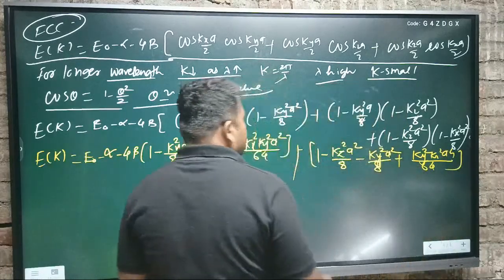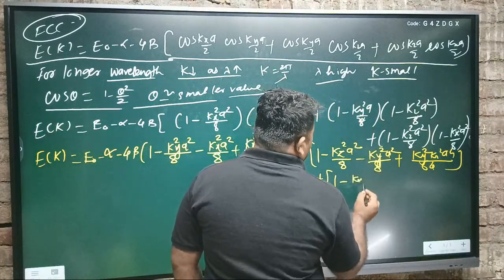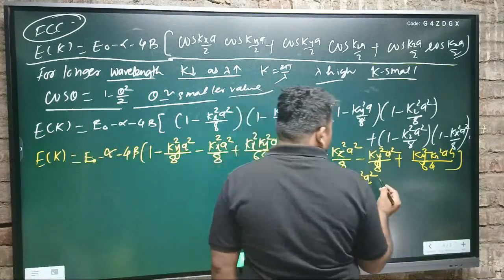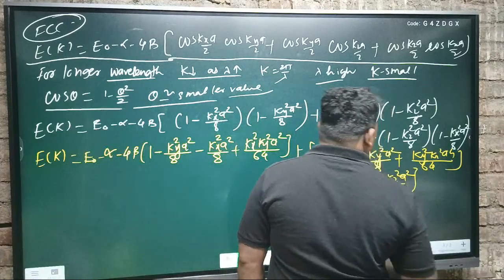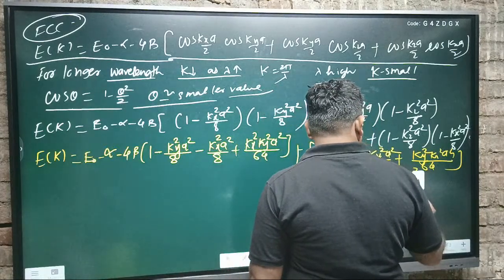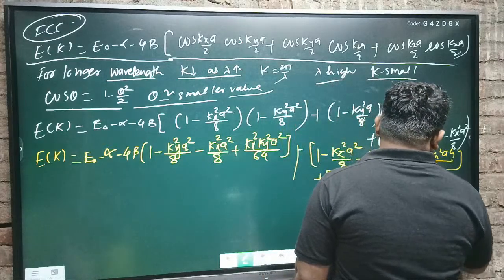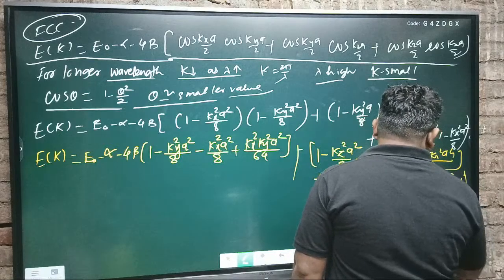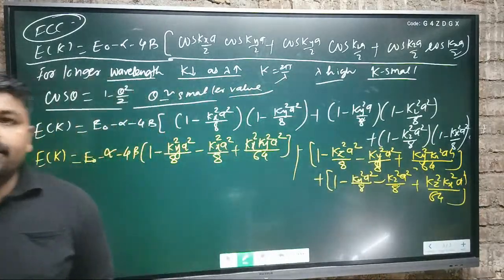Last one: 1 into 1 minus kx square a square upon 8 minus kz square a square upon 8, plus kz square kx square a to the power 4 upon 64. In this case, which part can we neglect?